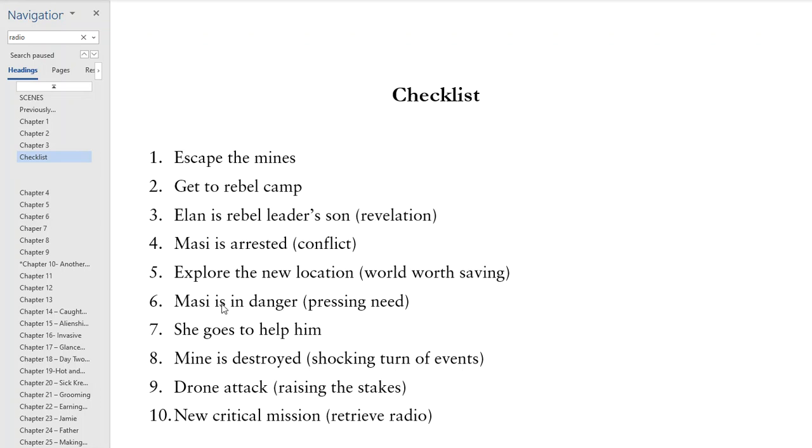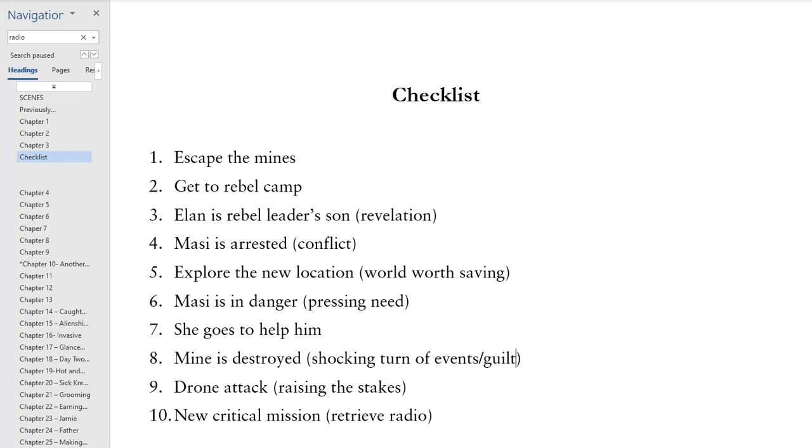She finds out Masi is in danger or being mistreated, so there's a pressing need. She goes to help him. And while she's helping him, the mine is destroyed. So this is the mine that they escaped from, which still has thousands of humans. But now that she escaped and she took the weapon the aliens were looking for, they don't need the mine anymore. So this is a big deal because it's a lot of guilt.